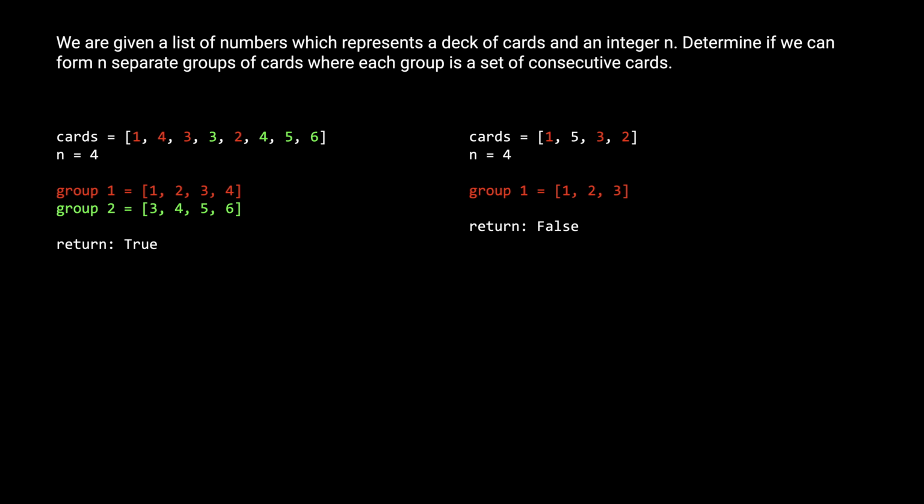If instead we were given this arrangement on the right here, we would return false because while we can use 1, 2, and 3 to form a consecutive group of size 3, we can't fit that 5 to make this a size 4 group, which is what we are going for, because obviously the gap between 3 and 5 makes this group not consecutive.